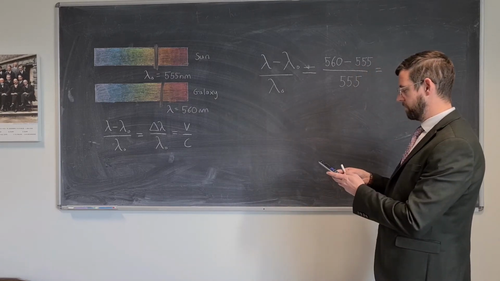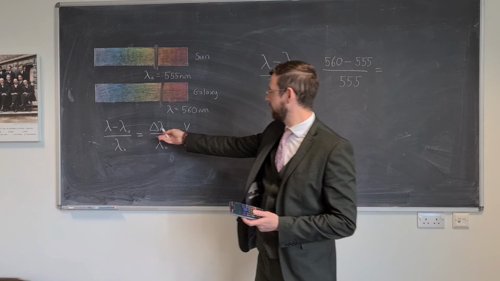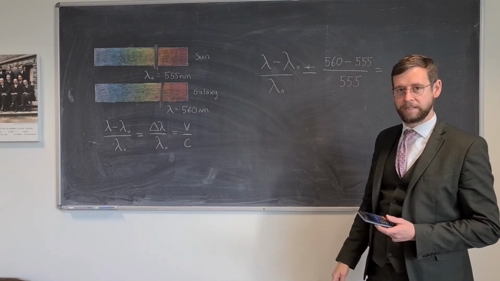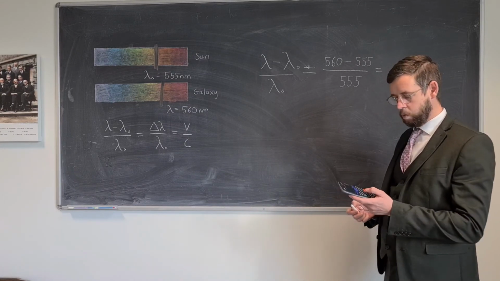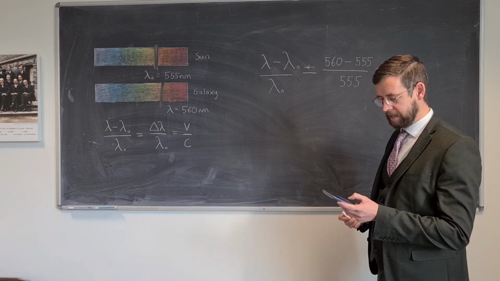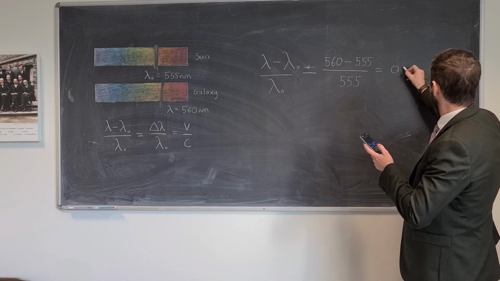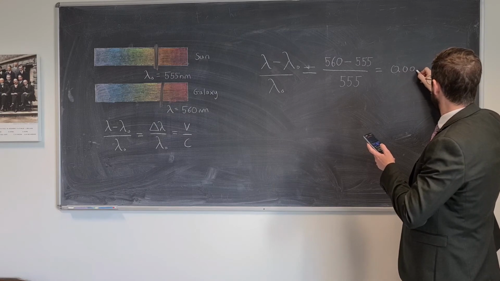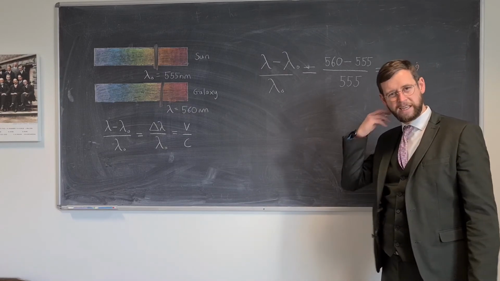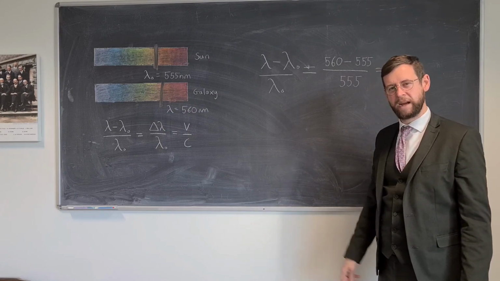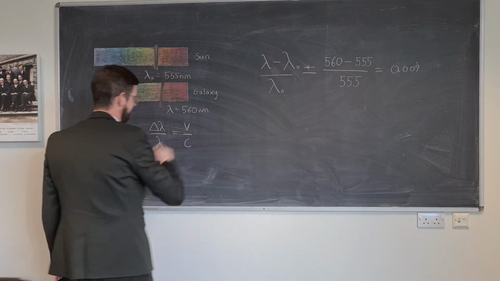So, 560 minus 555, no surprise, it's 5. So the change in wavelength is 5 nanometers. Okay, and we're going to divide that by 555, and we get 1/111th. So in decimal, it is equal to 0.009 recurring. I'm going to keep it like that for now, for a reason that will be obvious. Normally in science we don't do recurring, we prefer just to round things up. But this is equal to V divided by C.